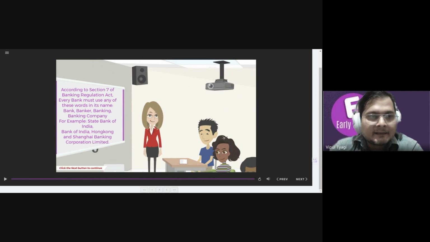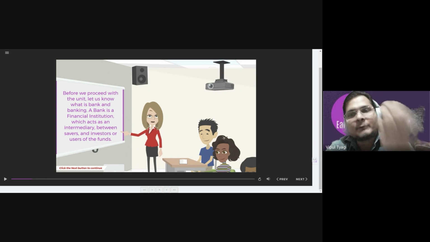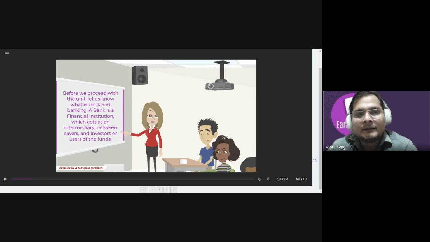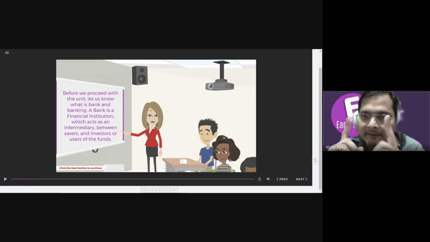So what is bank? A bank is a financial institution which acts as an intermediary between saver and investor or user of funds. Who is saver? The one who is depositing money. And the user of fund is the one who is borrowing money, who is using that fund. So bank is an intermediary between investor, depositor and borrower.